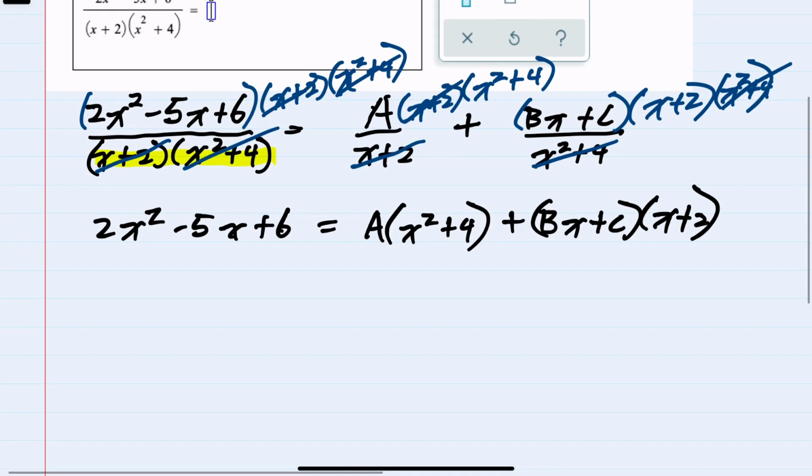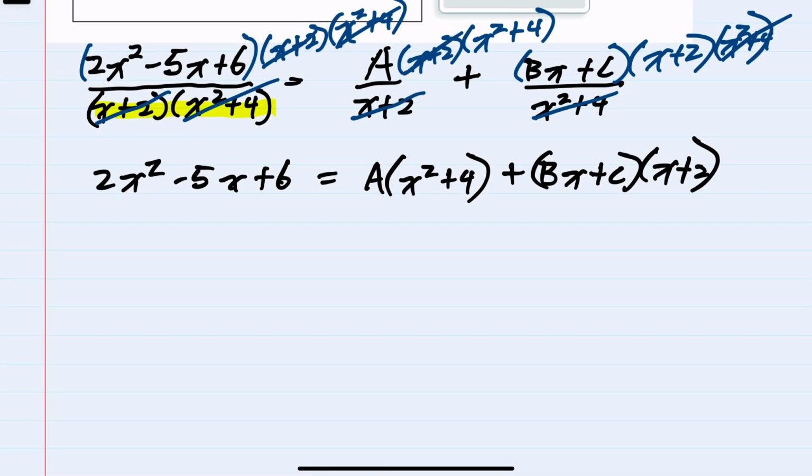From here, we have canceled all of those denominators, and we can start to solve for a, b, and c by first looking to see if there are any critical values for x that we can substitute in and cancel out any of these terms. And here I can see that on the right-hand side, if I choose x equals -2, I can cancel out this entire term because this portion will go to 0.